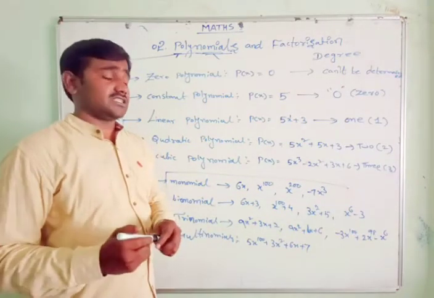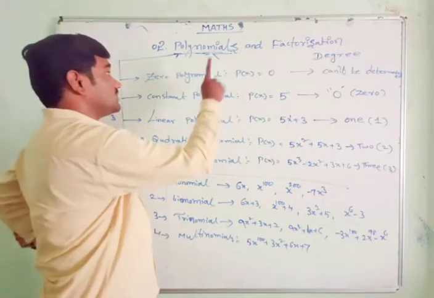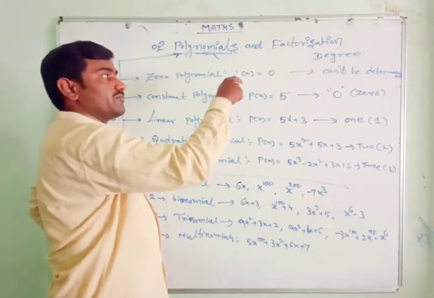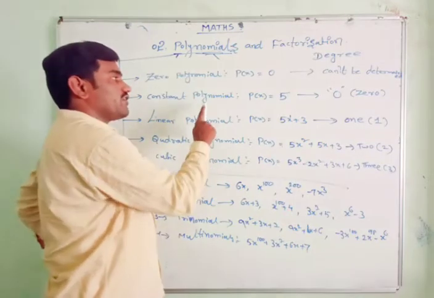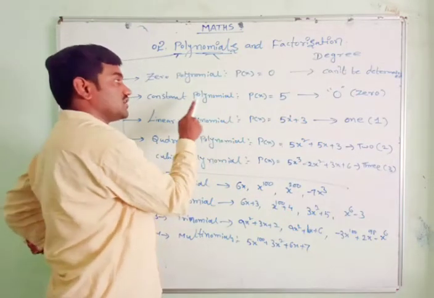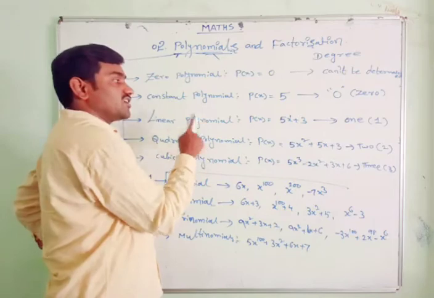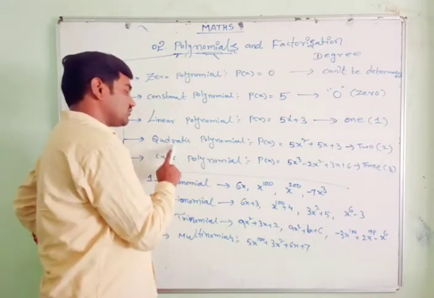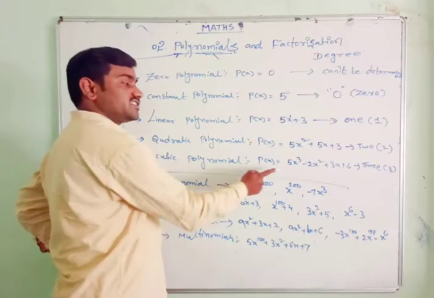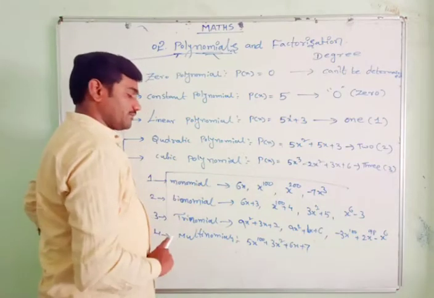Now here you need to understand one thing. What is a zero polynomial? If a polynomial contains only zero as a term, it is known as a zero polynomial. If a polynomial contains only a constant term, that is known as a constant polynomial. If a polynomial has degree 1, it is a linear polynomial. If degree 2, a quadratic polynomial. If degree 3, a cubic polynomial.